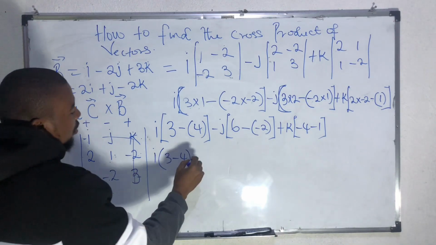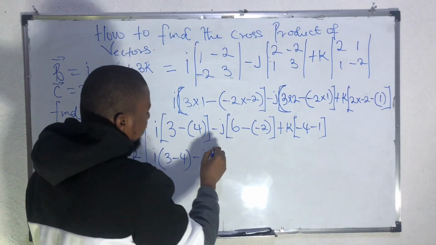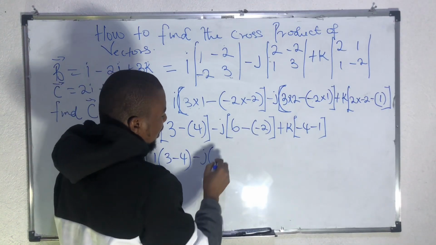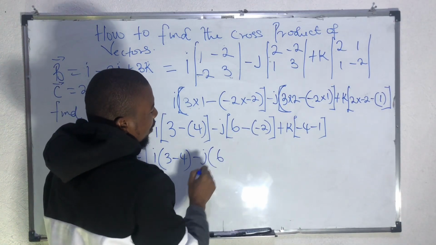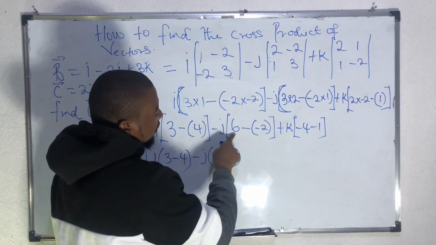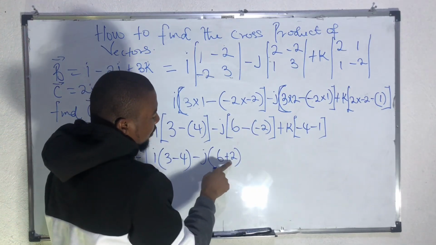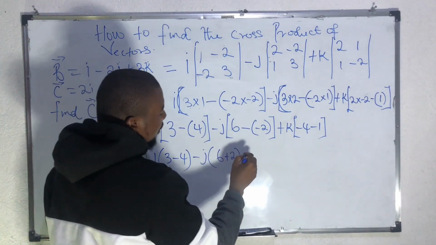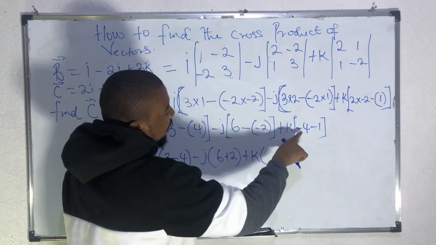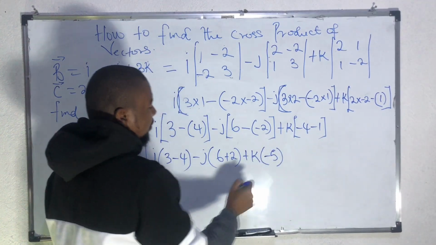Let's continue. We have minus j. What's right here in the bracket? Negative times negative will give you a positive. Hence, we have a 6 plus 2. Next, we have our plus k. We open our bracket. Negative 4, negative 1 will give you a negative 5.